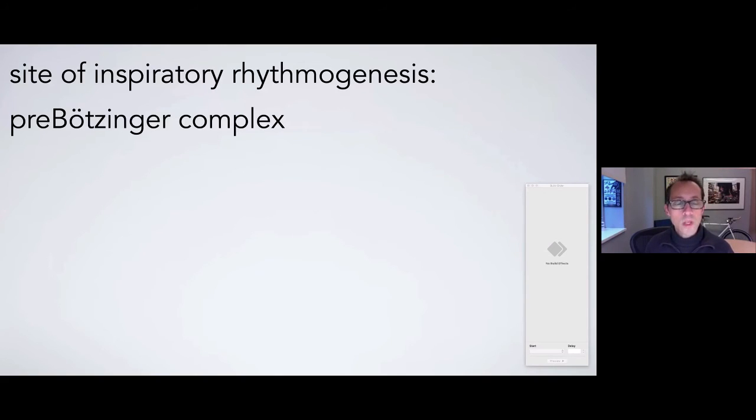So where do we look for these processes in these networks? The site of inspiratory rhythmogenesis is a site in the lower brainstem called the preBötzinger complex. I'm certain most of you are familiar with this. I'm going to recap it very briefly. It's not my work. It's the work of Jeff Smith and Jack Feldman and colleagues. But it's good to review it as we begin our process of analyzing these circuits.